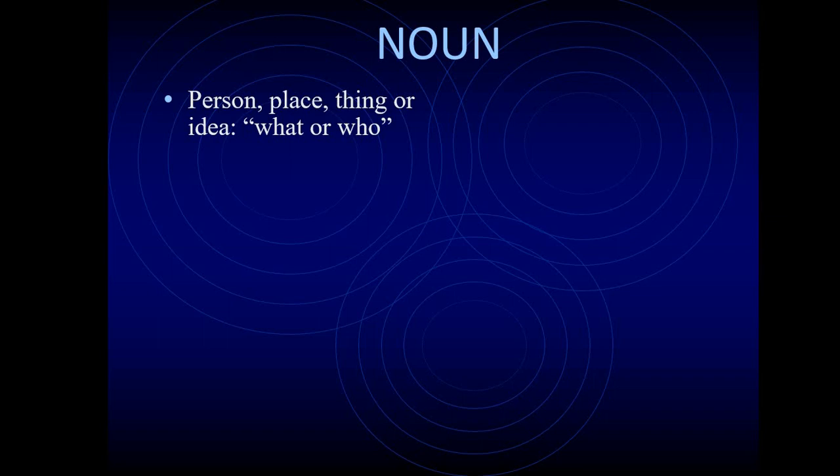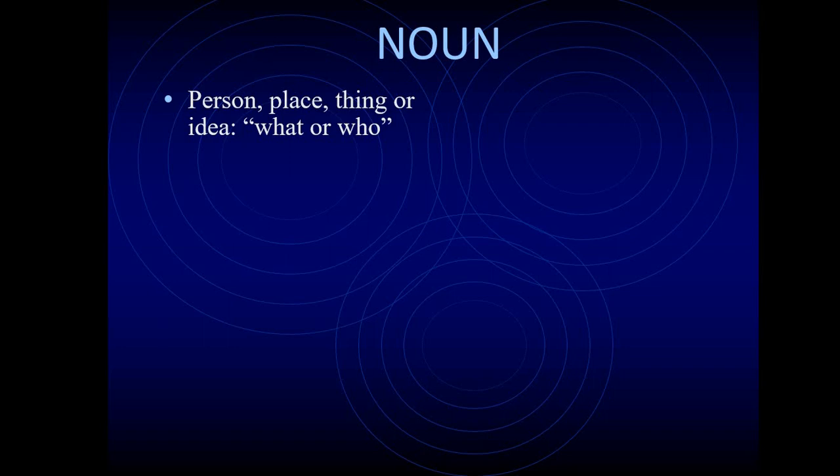Okay, place, like Florida, USA, Morocco. And things, of course. When we say things, we mean objects and animals. So all animals and all objects get included under things. Okay, so we define a noun as a name of a person, place, or thing.